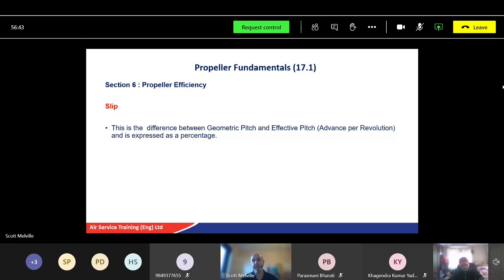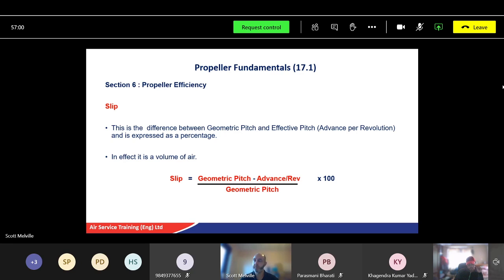But what we have in the aircraft is purely drag factors, aerodynamic factors, and climatic factors as well. In effect, it is a volume of air. So we have a little formula again. Slip equals your geometric pitch minus the angle of advance revolutions, divided by geometric pitch, multiplied by 100. So just make a note of that in your books at the moment. It should be on page, I think, 67. And we'll do a little example of that coming up.